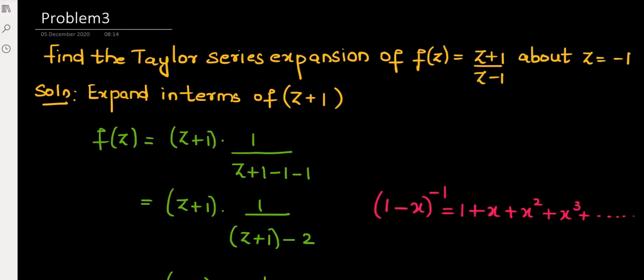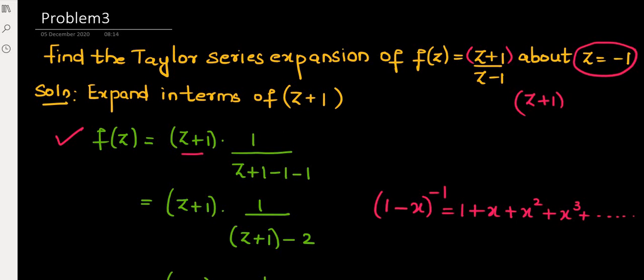Find the Taylor series expansion of f of z equal to z plus 1 divided by z minus 1 about the point z equal to minus 1. That is, your expansion must contain terms like z plus 1. Now I am rearranging the given function f of z. Since we already have z plus 1 in the numerator, no need to change this term, let it be like this itself.